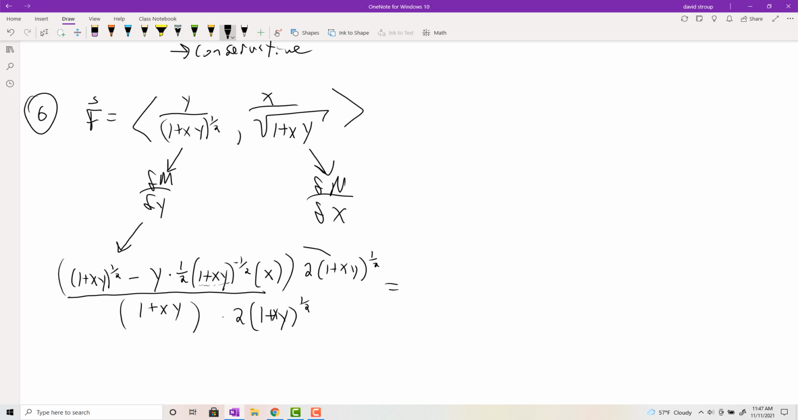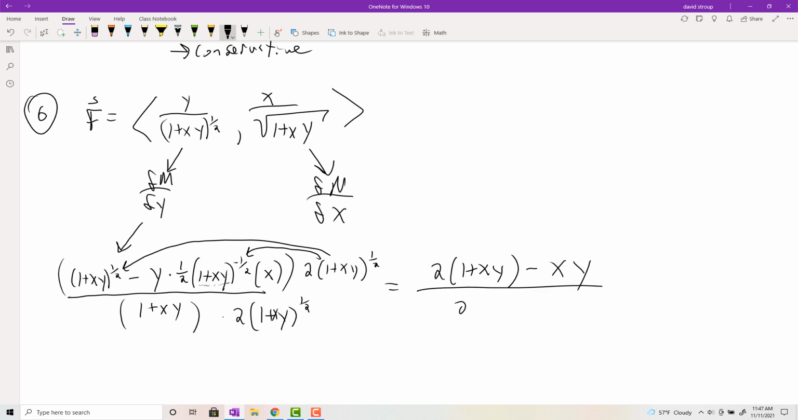Okay, so distributing this in the first multiplication, the exponents will add together to give you 1. So I'll have 2 times 1 plus xy. In the second multiplication, the 1 plus xy to the negative 1/2 times 1 plus xy to the 1/2, add the exponents, you get 0. So that part will go away. 2 times 1/2 is 1, and you'll just have minus xy.